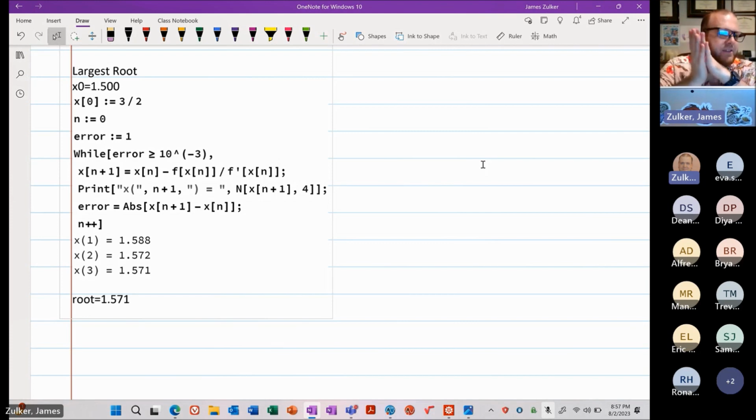All right, so that's 2 methods, calculator and the Wolfram language for Newton's method. Are there any questions on either of those 2 methods before I look at some more problems?